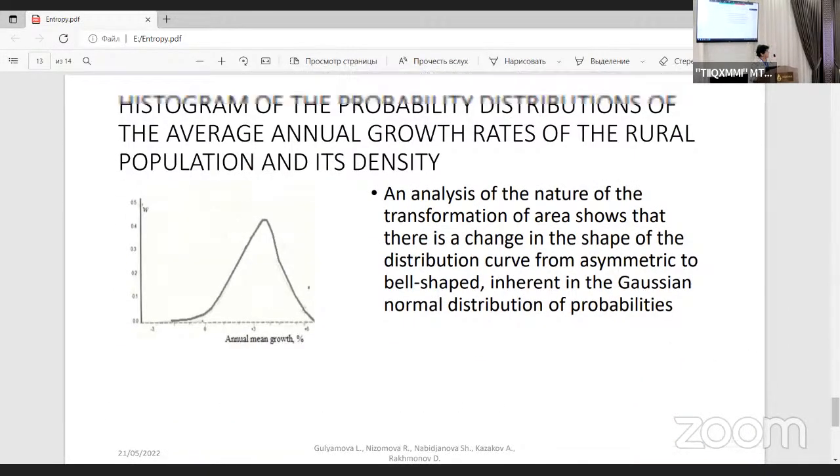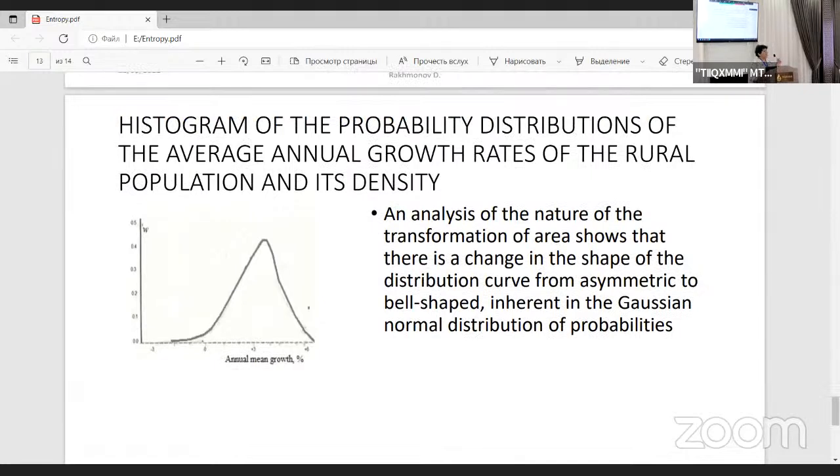So it's very interesting to see the change of probability distribution of the average annual growth rates of the rural population and its density. So this will demonstrate the results of analysis of the nature of the transformation of the areas. And it showed the change in the shape of the distribution, symmetric, improved as 1959, 1979, to a well-shaped form, and the system is trying to stabilize.